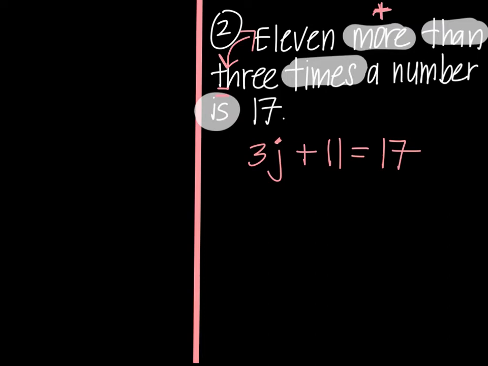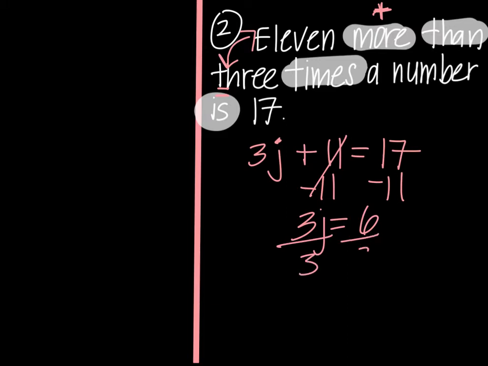So just some extra practice. If you were solving that, the variable's on the left, so we'll move that constant, positive 11, by subtracting 11 on both sides. Bring down 3j. 17 minus 11 is 6. We'll divide by 3. Get j is equal to 2.